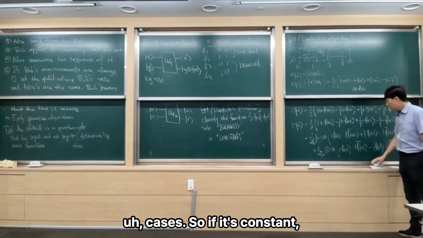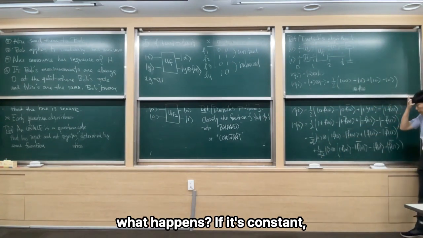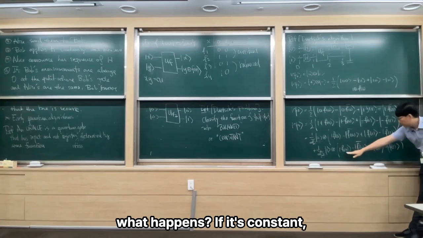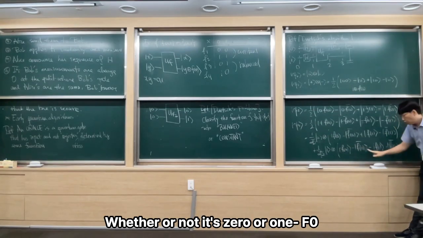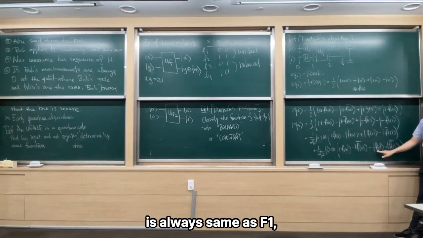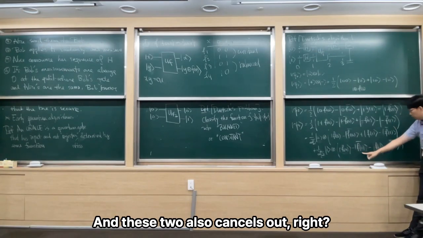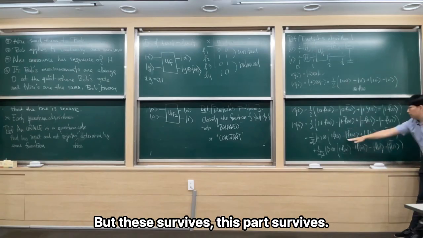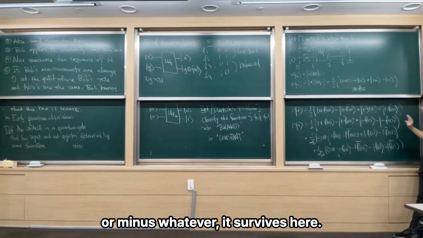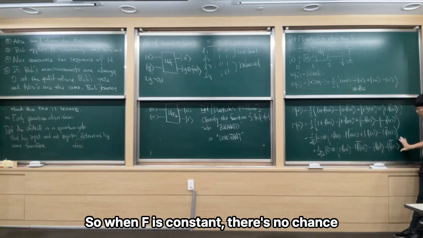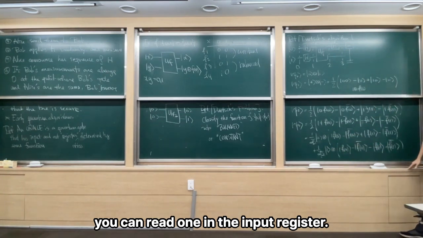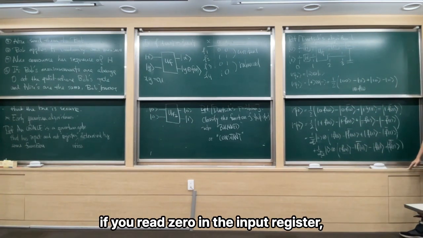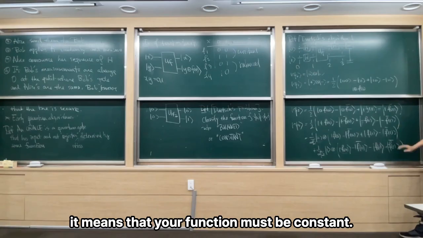in these cases. If it's constant, what happens? If it's constant, f0 is the same as f1, right? Whether it's 0 or 1, f0 is always the same as f1. So these two cancel out, and these two also cancel out, right? But this part survives, whatever that is, plus or minus. So when f is constant, there's no chance you can read 1 in the input register. In other words, if you read 0 in the input register, it means your function must be constant.